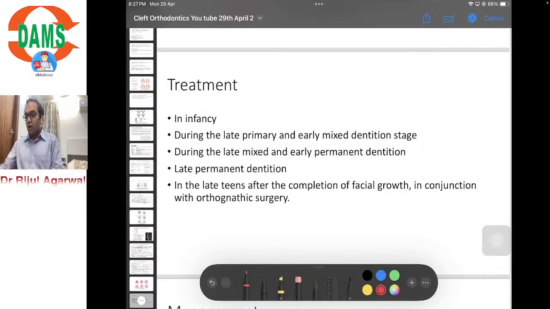Okay, coming to the treatment aspect of cleft lip and palate, it is divided into various stages: during infancy, during the late primary and early mixed dentition stage, late mixed dentition and early permanent dentition, late permanent dentition, and late teens after completion of facial growth.